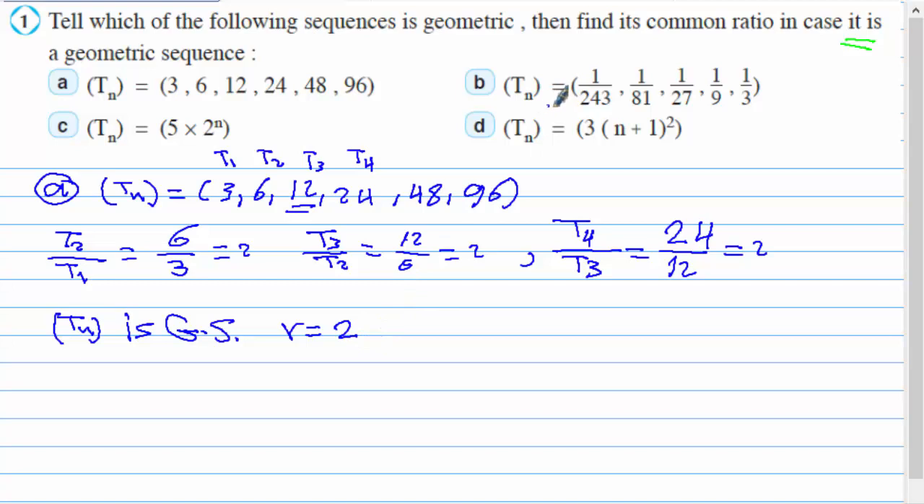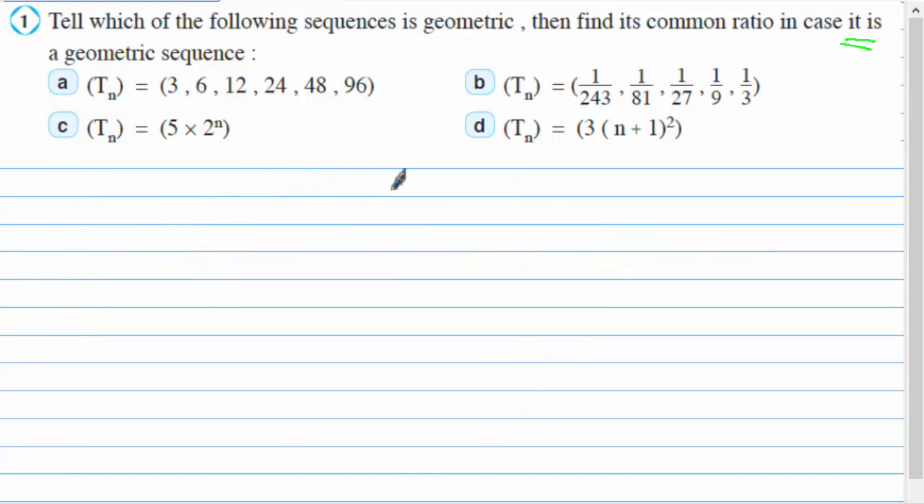Let's try this geometric sequence: T1 equals 1 over 243, T2 equals 1 over 81, T3 equals 1 over 27, and so on. I'll try it the same way. Okay, how? First, let us delete this. Okay, now we solve B here.